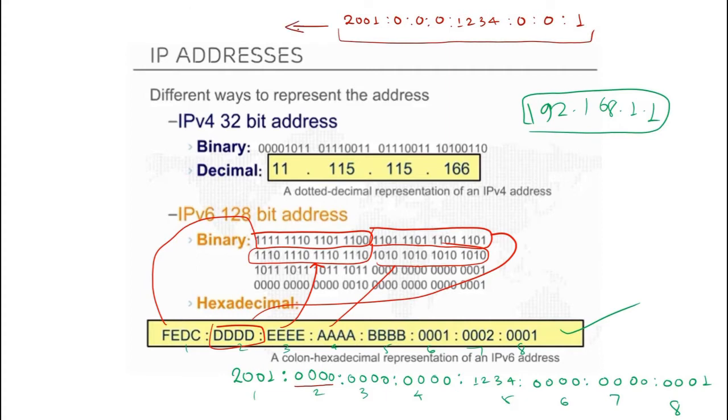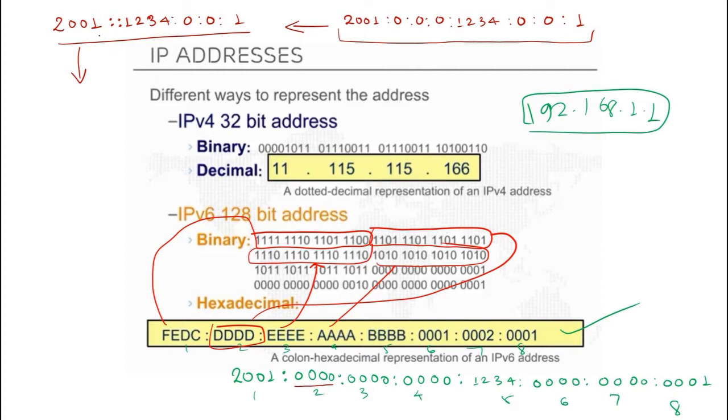So to sort out this problem, the suggestion was that whenever we have multiple zeros, you can write a double colon. How can you write 2001? You write 2001, then a double colon, then 1 2 3 4, and then 0 0 1. So it was a little shorter. Rather than having multiple zeros in the address, we just replace the multiple zeros with the double colon. Now whenever the computer has to read it, it will expand this double colon and fill in however many zeros are needed.